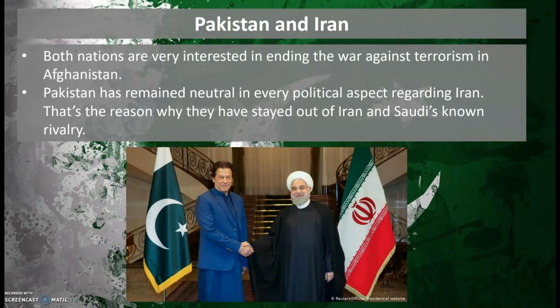And lastly, we can talk about Pakistan's relationship with Iran. These two nations have remained very supportive and cooperative to each other. The link that ties both of these nations together is their intensified interest in the case of Afghanistan. They basically want to end the war there, hence the reason why they remain very cooperative.